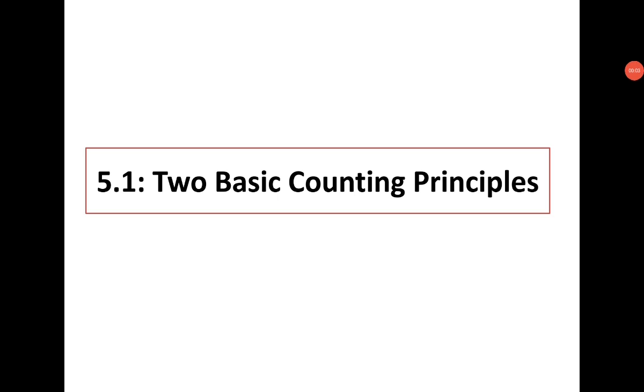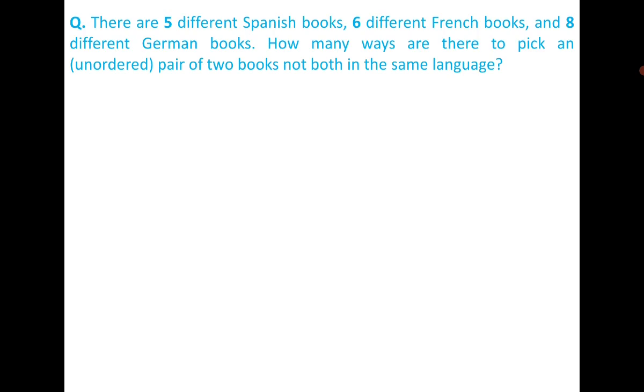In today's lecture, we will cover two basic counting principles: the addition and multiplication principle. To understand these principles, let's consider an example. There are 5 Spanish books, let me call them S1, S2, up to S5, and 6 French books, and they are different, so F1, F2, up to F6, and 8 German books.